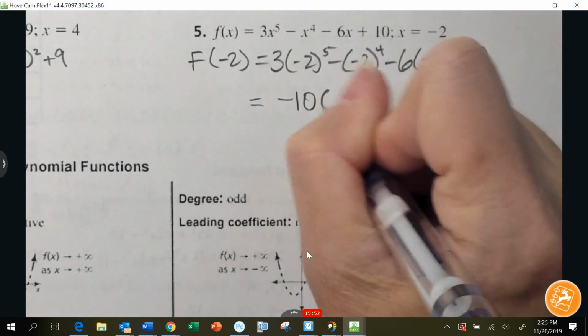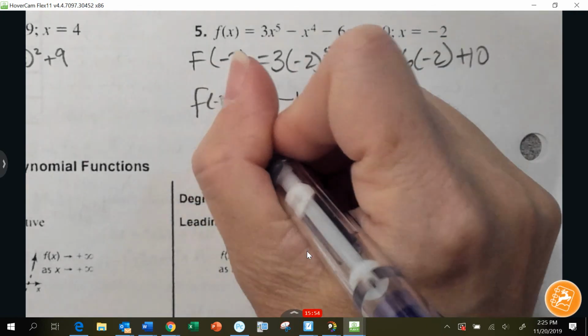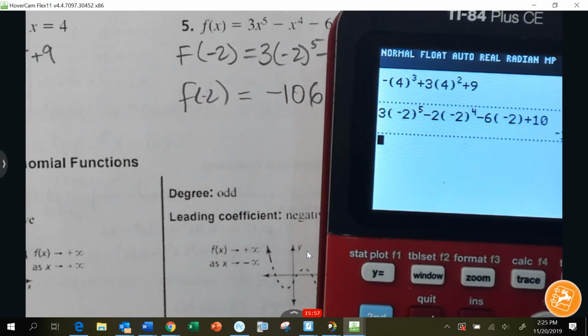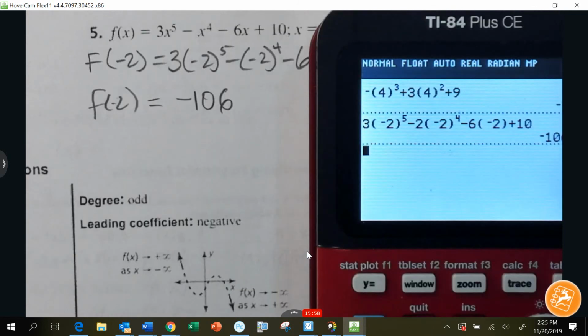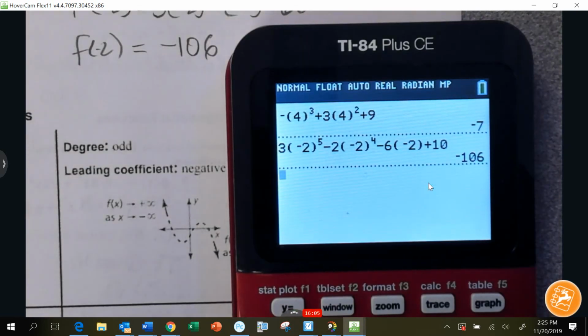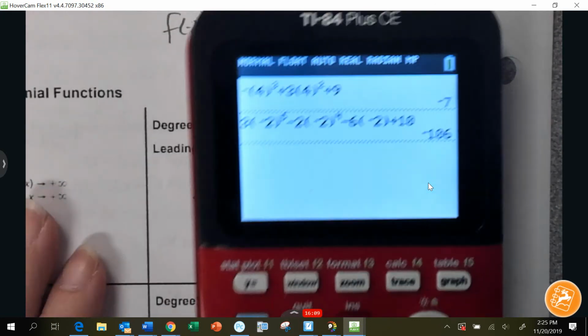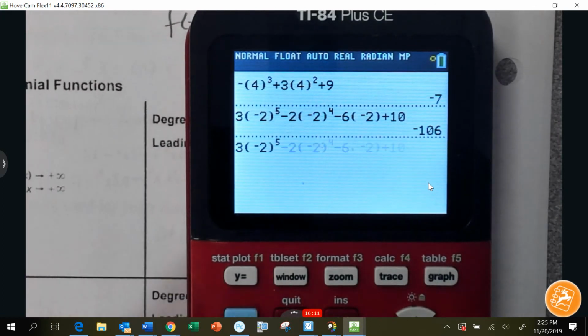What did I do wrong? You have two negative 2's there, negative 2 times negative 2 to the 4th instead of... Oh, okay. My bad. I typed it in wrong.